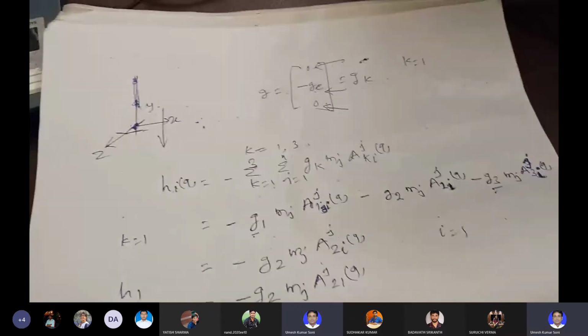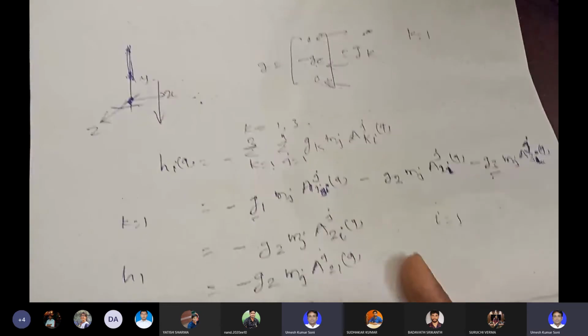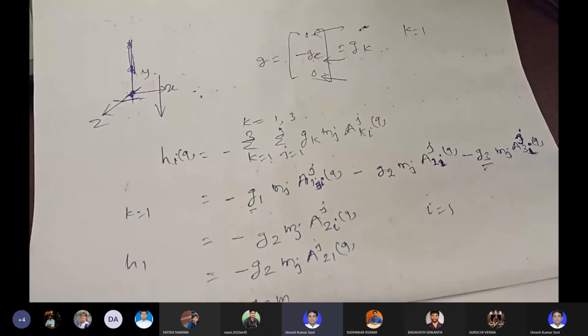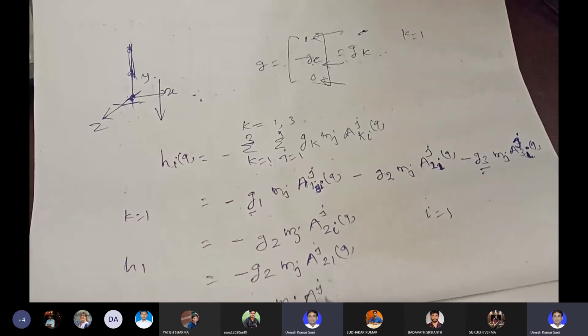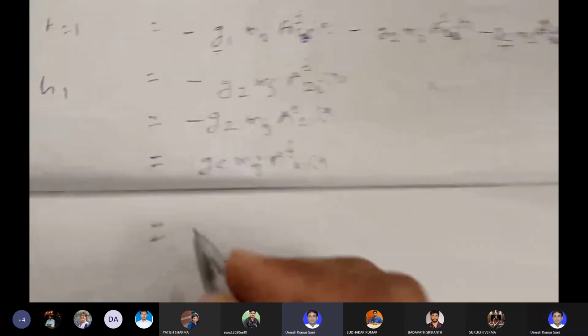सीधा दिख रहा है क्या? एक मिनट में देख लो कंप्यूटर में. So G2 is minus GC. So here you will get GC MJ AJ21 Q. Okay. Clear?